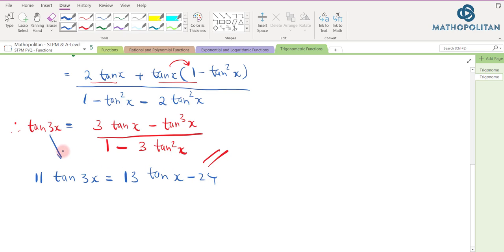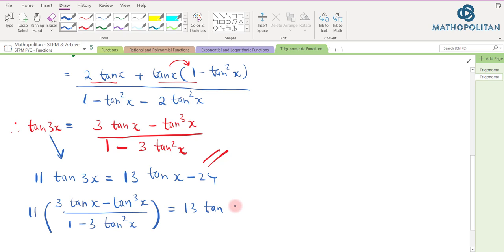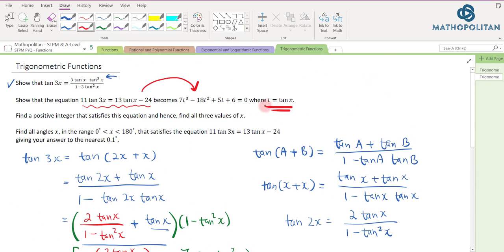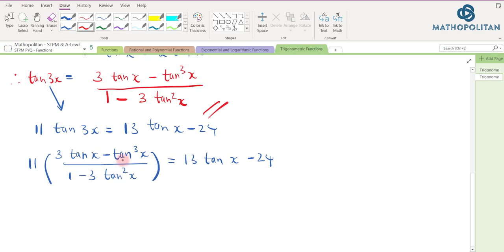So tan 3x, we can substitute into this equation. That is (3 tan x minus tan cubed x) divided by (1 minus 3 tan squared x) equals 13 tan x minus 24. They said let t be equal to tan x, so all these terms in tan x, we will convert to t.